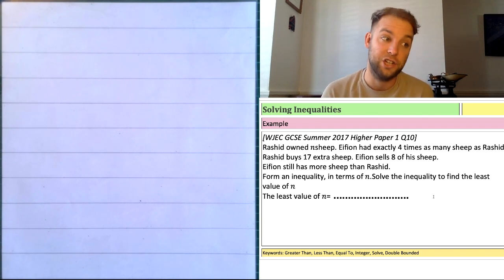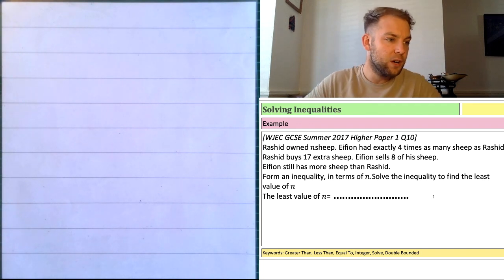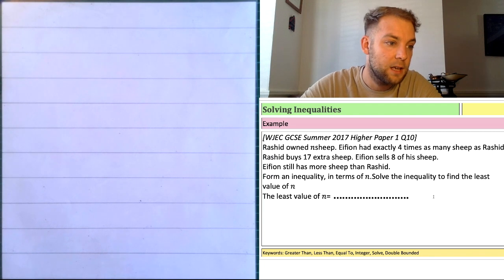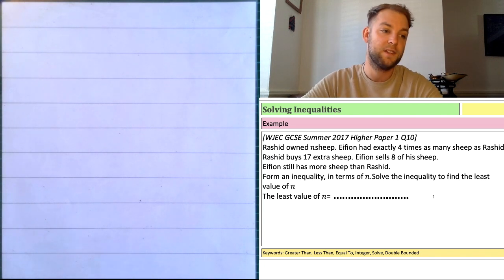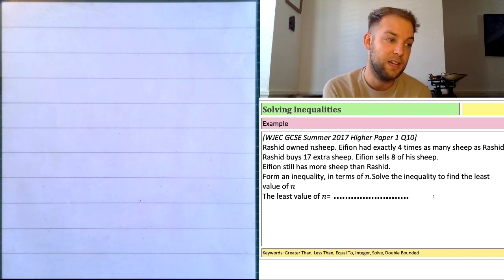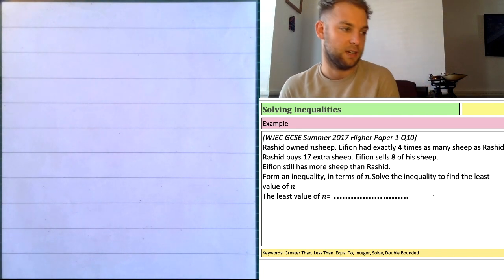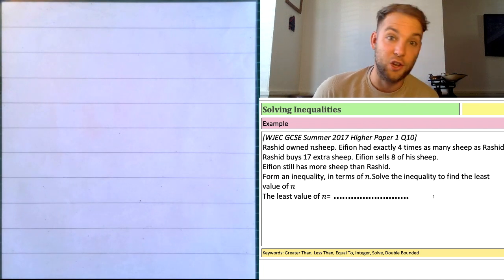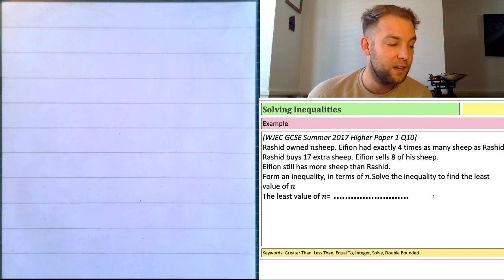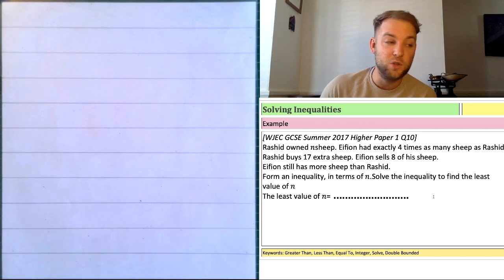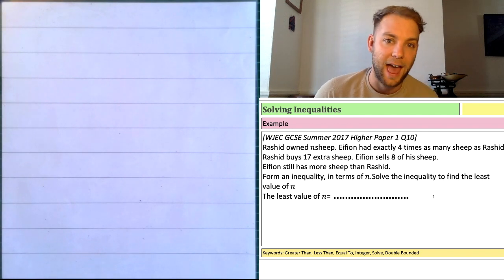Rashid owns n sheep. Ifan has exactly 4 times as many sheep as Rashid. Rashid buys 17 extra sheep. Ifan sells 8 of his sheep. Ifan still has more sheep than Rashid. Form an inequality in terms of n and solve the inequality to find the least possible value of n.